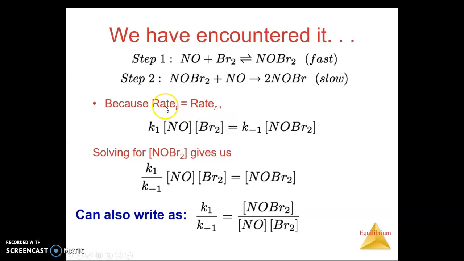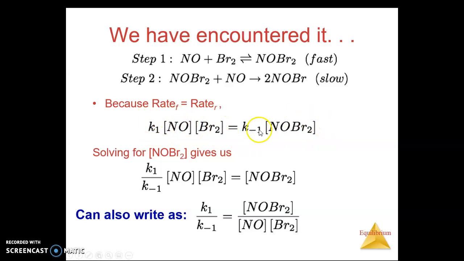Now, whenever an equilibrium is set up, as you see in these reversed arrows, the rate of forward reaction is equal to the rate of reverse reaction. This can be shown with simulations. If that's the case, then the rate of forward reaction is k1 times the concentration of NO times the concentration of Br2. But the reverse rate and k's are not the same. k in the reverse direction is just multiplied by the concentration of the NOBr2. But these two expressions are equal.